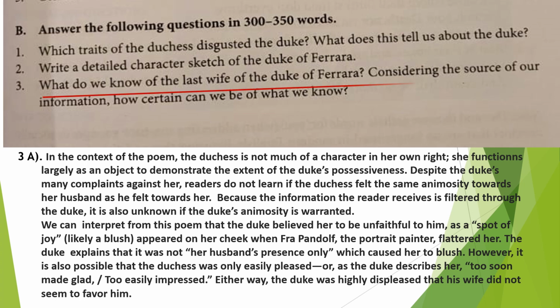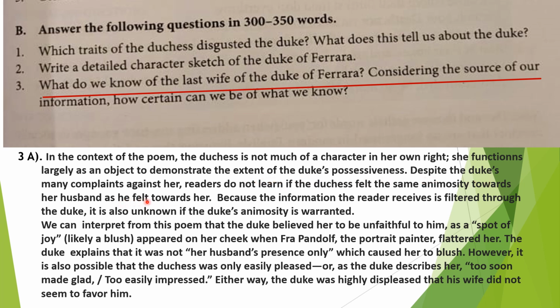Okay, and the last question: what do we know of the last wife of the Duke of Ferrara? Considering the source of our information, how certain can we be of what we know? In the context of the poem, the Duchess is not much of a character in her own right. We do not know much about the Duchess, his wife. We try to understand her only through his description. She functions largely as an object to demonstrate the extent of the Duke's possessiveness. So here we see her as his possession.